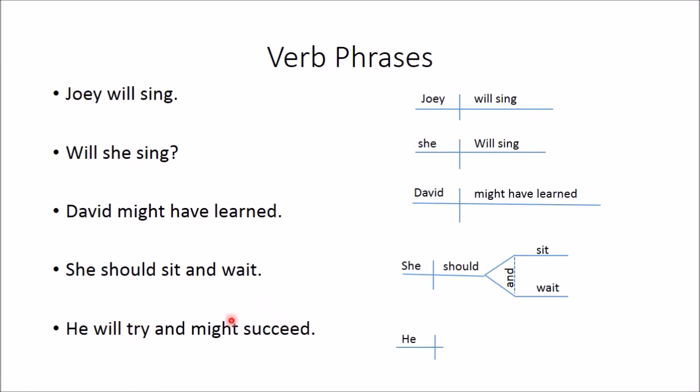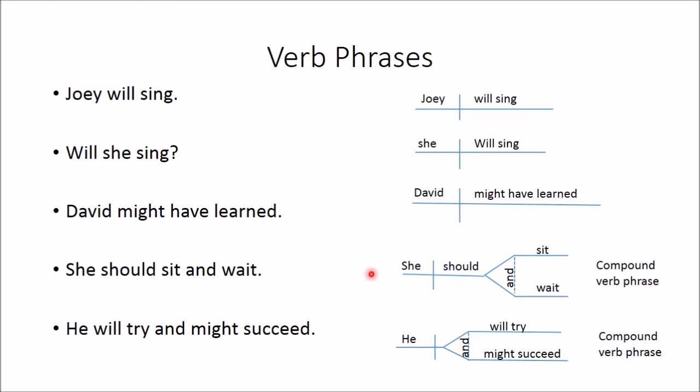So this is how you diagram it. He is the subject, and then you split the line right away, and will try gets its own line, and might succeed gets its own line. And then we add the dotted line for the conjunction and add the conjunction. And this is diagramming verb phrases with compound verb phrases in there as well. So there's a compound verb phrase and there's a compound verb phrase. One that shares a helping verb and one that each has their own. Okay, so that is a review on direct objects and verb phrases, including compound direct objects and compound verb phrases.